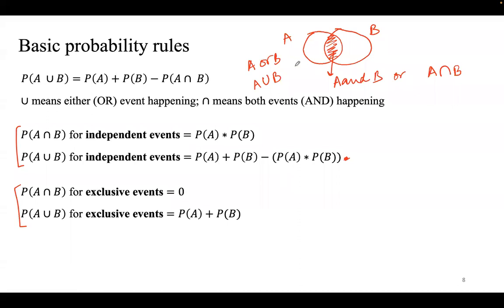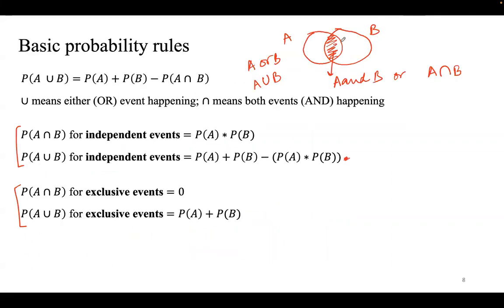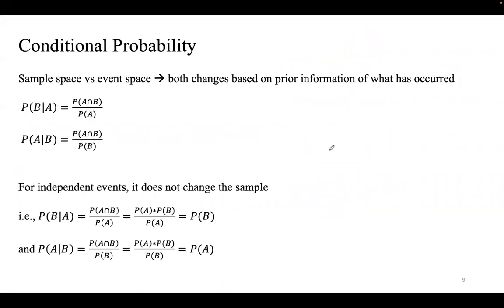Then for exclusive events, exclusive means there are no common elements present. So this intersection does not exist. If you want to find the intersection, there are no common elements, so it's 0. So the union is just the sum, and the third term goes away.